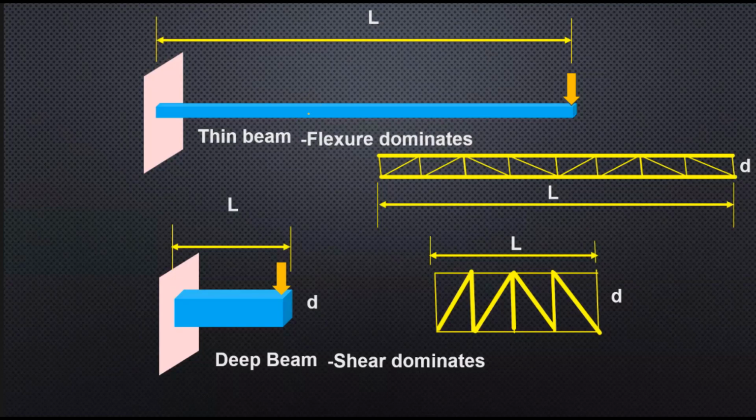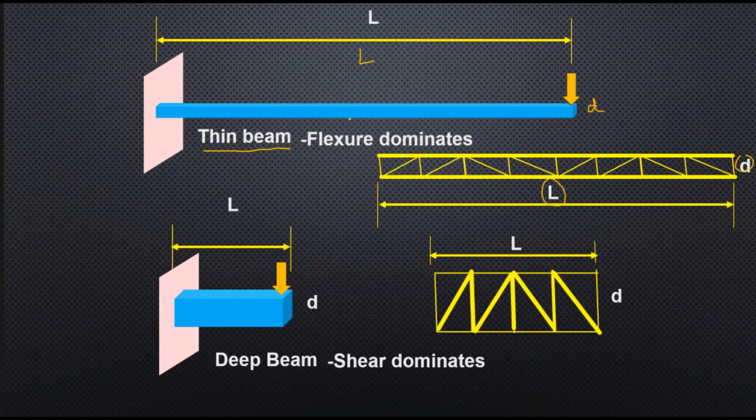Right. Now, first I will take a thin beam. What is a thin beam? I think I've lost track, I'm sorry. So for a thin beam, this is L and this is D. Of course, I have marked L and D here.